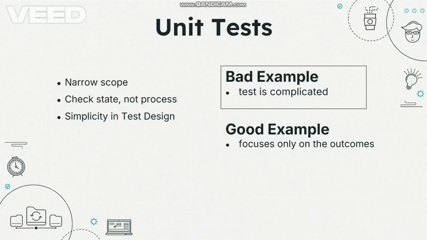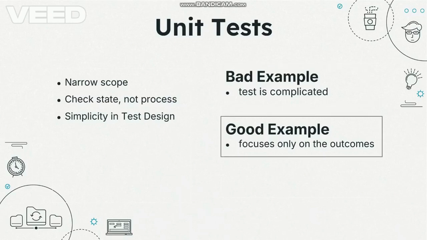In contrast, the better example keeps things simple and focuses only on the outcomes. It says that if we register a user with an available username, a new entry should show up in the database with that username and password. If the username is already taken, an error should appear. This is what makes a good unit test.